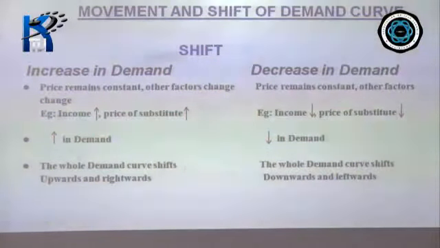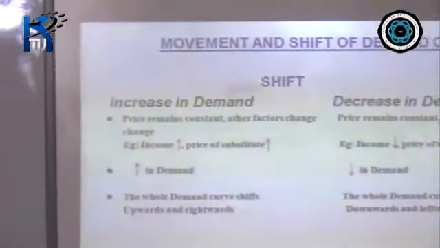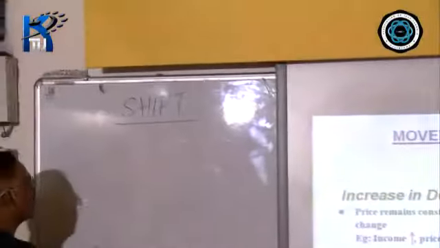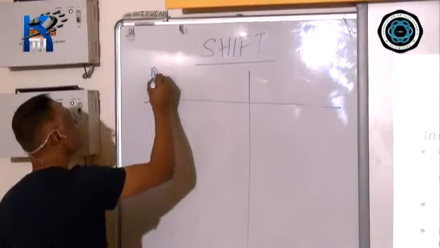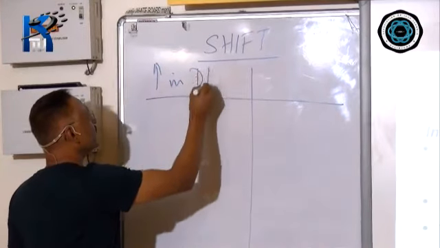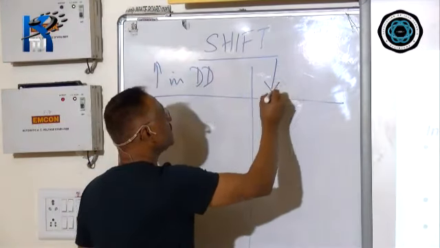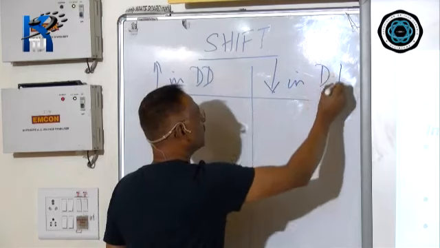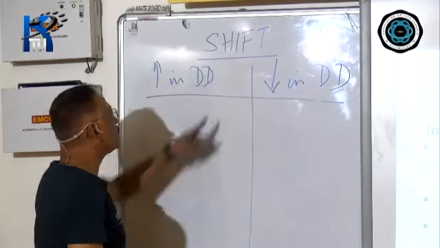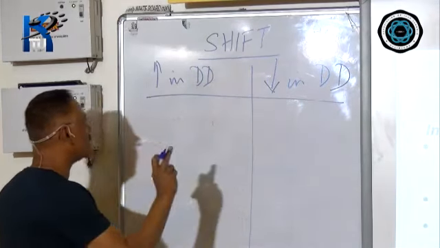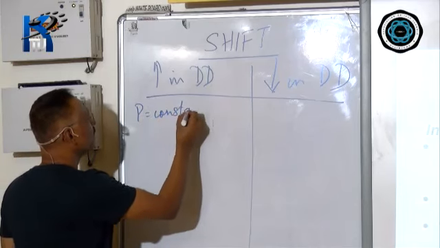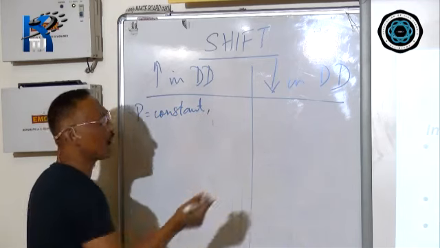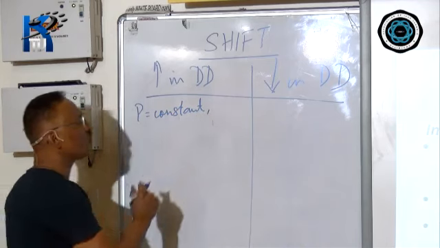So shift. The whole demand curve will shift. So we have two cases here. Increase in demand and decrease in demand. In shift, price will remain constant. No change in the price. Price constant, no change. Then what will change? Other factors will change. What are the other factors that will change?